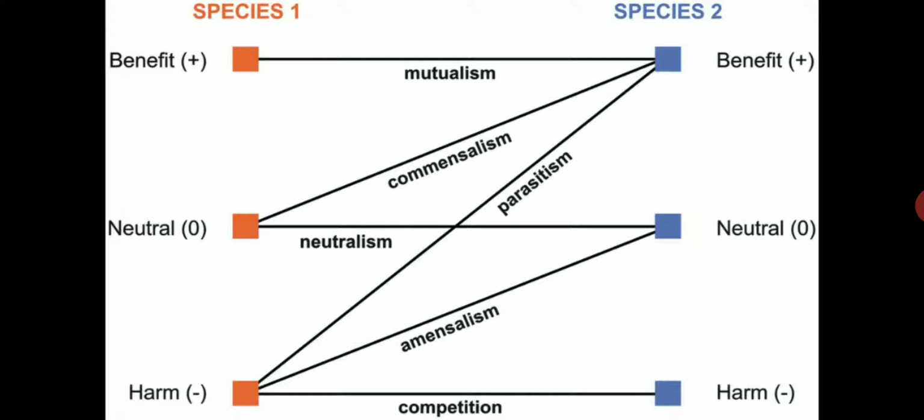In pioneer communities or in disturbed conditions, negative interactions tend to predominate. But in matured communities, negative interactions are minimized and positive interactions are favored in order to enhance the survival of the interacting species.